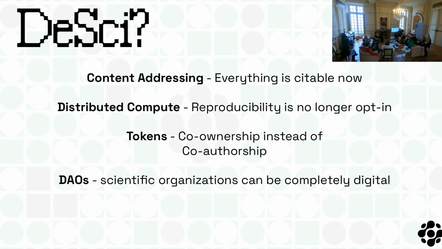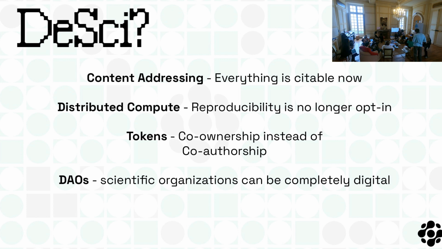And really the technical primitives on which all of this is based is content addressing. So you can put everything on IPFS, everything is citable now. You don't need to wait for a DOI to index your object, everything is citable. Even a blog post, a Twitter space, everything. Distributed compute, so reproducibility is no longer opt-in. If you use some of these tools that are built on top of Web3, you can run your container workflow, for example, in a way that is very, very reproducible, and if paired with the right technologies, perhaps even has an on-chain trace, so you can go back and see what happened.